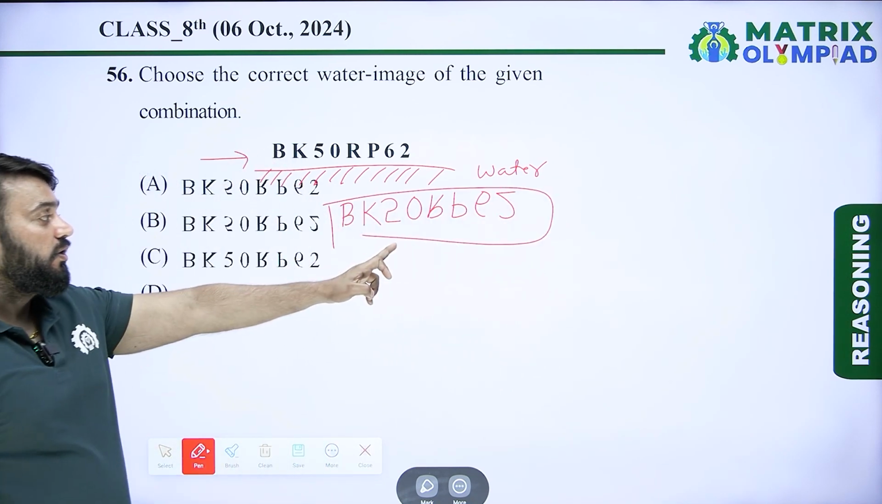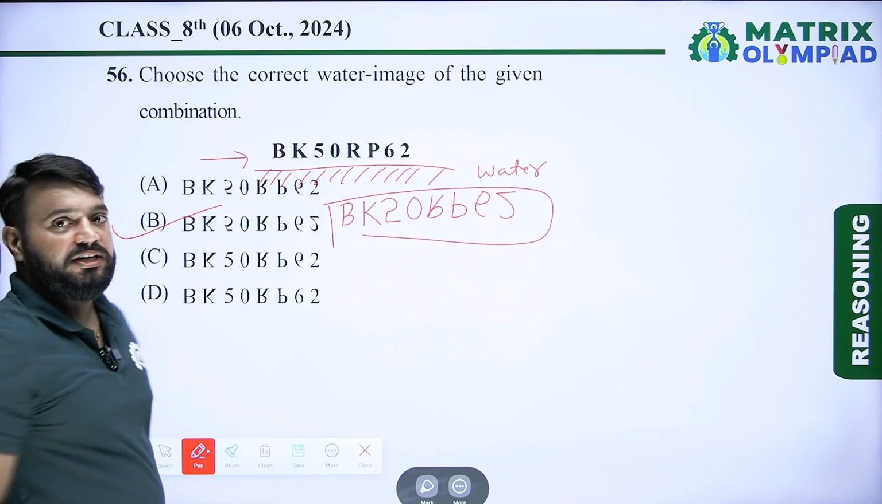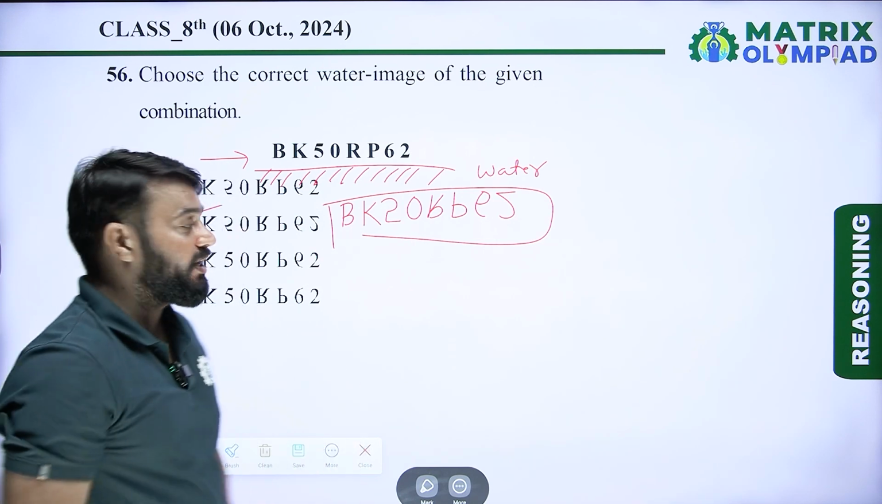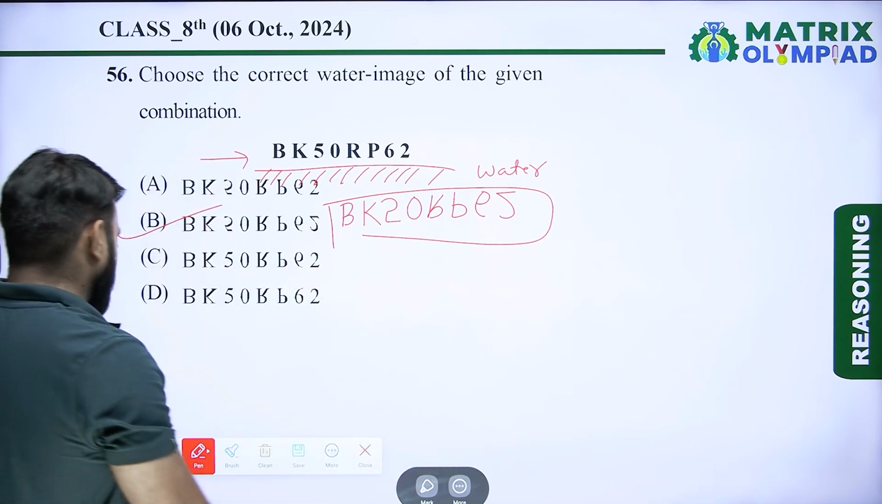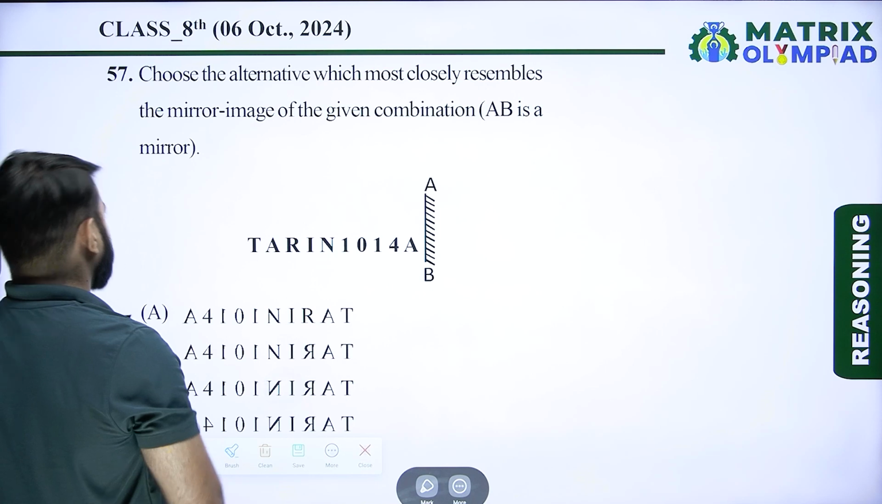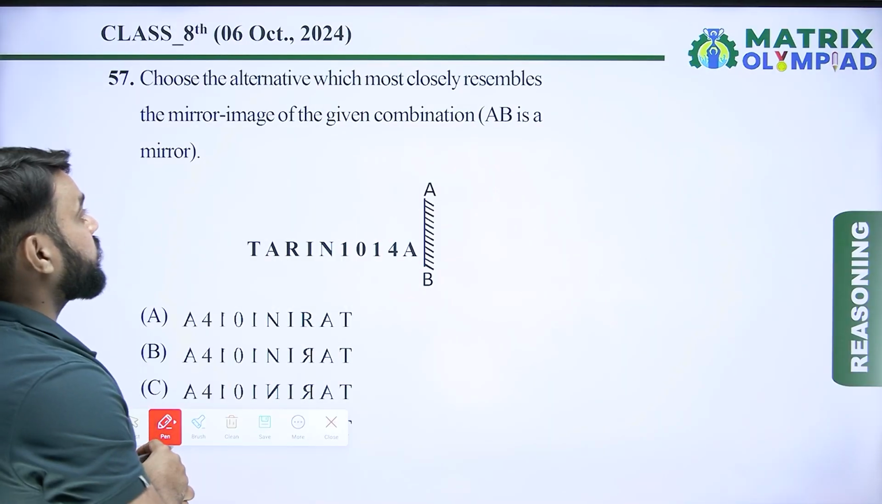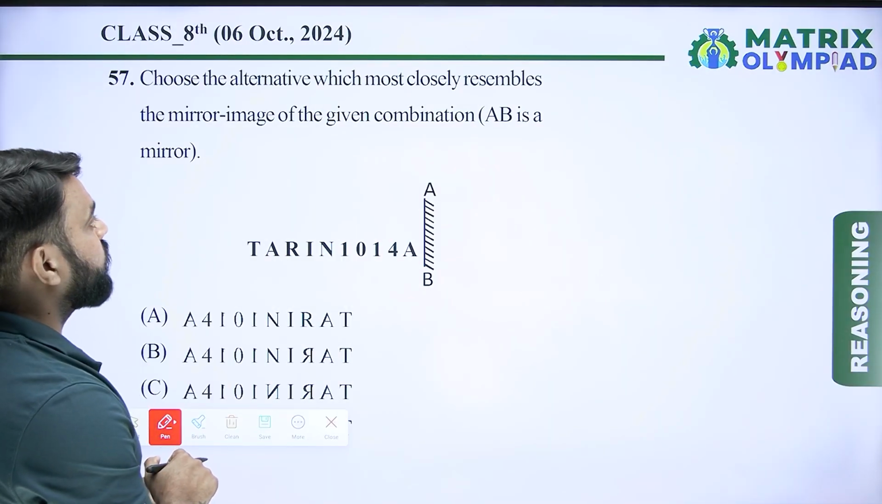So now here option B is the correct water image of the given combination. So the right answer is option B. Now let's move on to the next question. Choose the alternatives which most closely resemble the mirror image of the given combination.